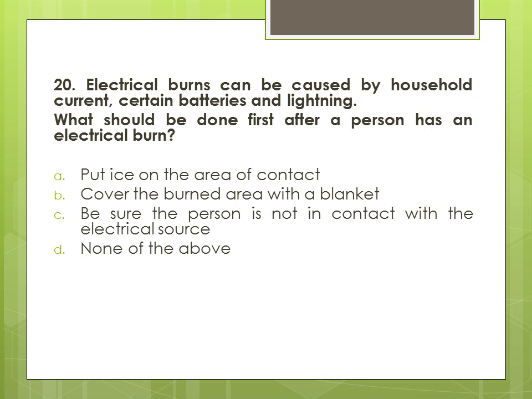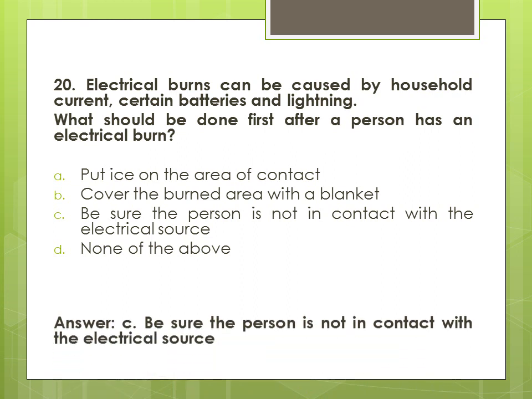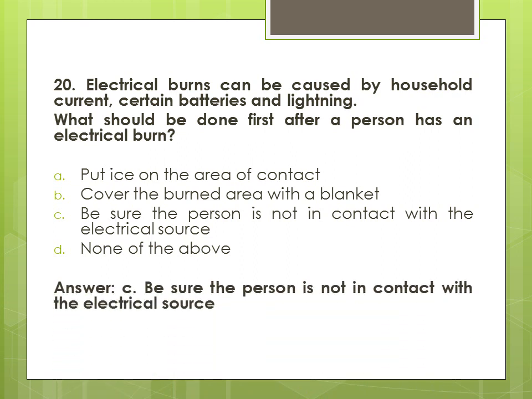20. Electrical burns can be caused by household current, certain batteries, and lightning. What should be done first after a person has an electrical burn? Options are A. Put ice on the area of contact, B. Cover the burn area with a blanket, C. Be sure the person is not in contact with the electrical source, and D. None of the above. And the correct answer is answer C. Be sure the person is not in contact with the electrical source.